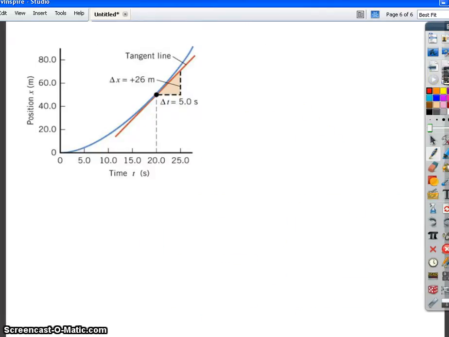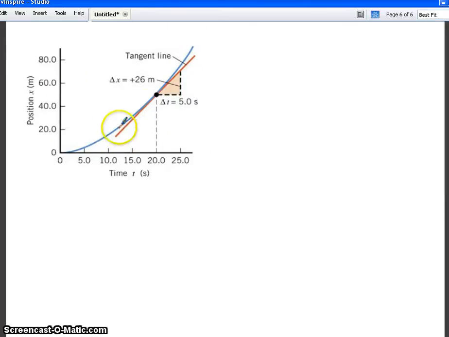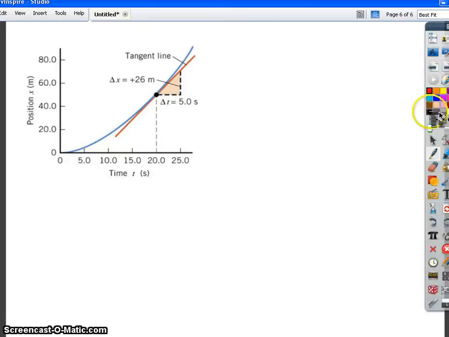We're going back to a position-time graph now. Notice this is a curved line. We haven't covered that yet. A curved line in a position-time graph means the slope is constantly changing.